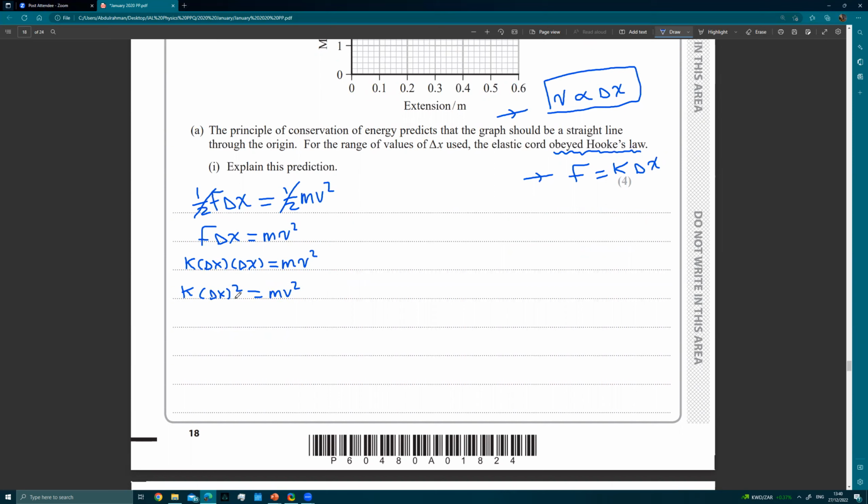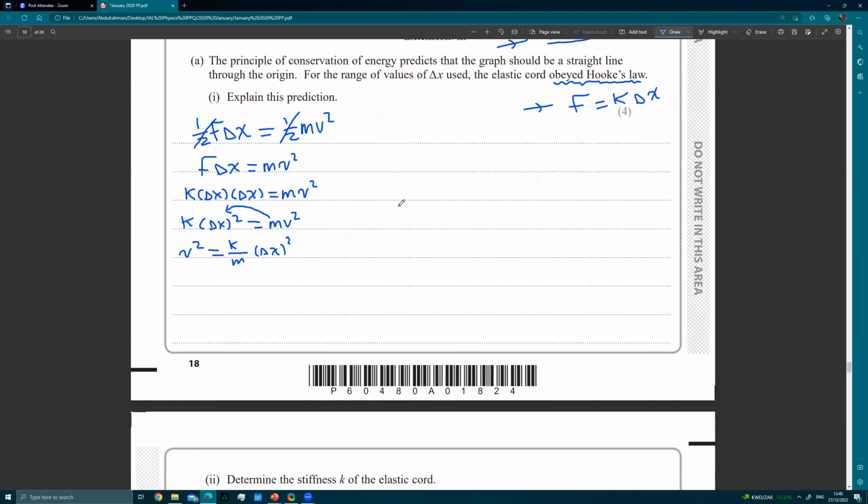We could rearrange and say that velocity squared is equal to K over m. I took this m to the other side, I divided both sides by m, so K over m extension squared. We don't want velocity squared is proportional to extension squared. We just want velocity is proportional to extension. So let's just square root both sides. So this becomes v is equal to the square root of K over m, and then also the square root of extension squared, which is just extension.